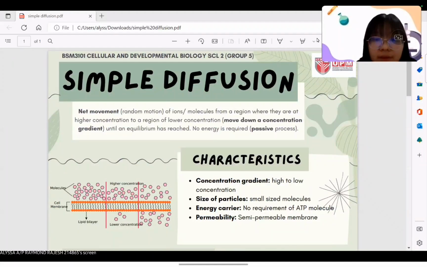Six of us are from Group 5 and this is our SCL2 of BSM 3101 Cellular and Developmental Biology assignment. The topic of this assignment is membrane transport. There are different ways the substances can move across the membrane. One of it is by simple diffusion, which is what we are going to present in this video. Simple diffusion is the net movement because of random motion of ions or molecules from a region where they are at higher concentration to a region of lower concentration. That is, to move down a concentration gradient until an equilibrium has reached. This is a passive process because no energy is required.